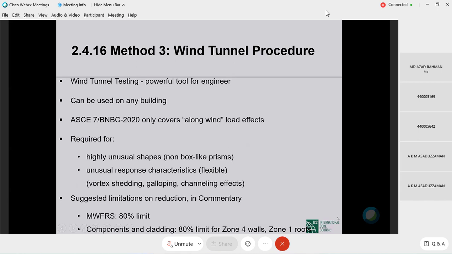And because the pressures come out to be lower, this is not a requirement, but in the commentary, ASCE 7 tells you do not go below 80% of what ASCE 7 would have given you. That is for the main wind force resisting system, and that is also for zone 4 of the walls and zone 1 of the roofs for component and cladding pressure. That detail we need not go into. All I'm saying is that the commentary tells you do not go below 80% of what ASCE 7 would have given you. And that is not mandatory.